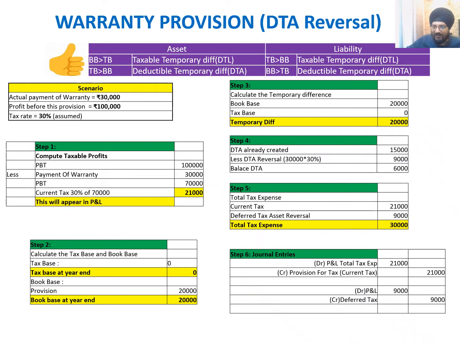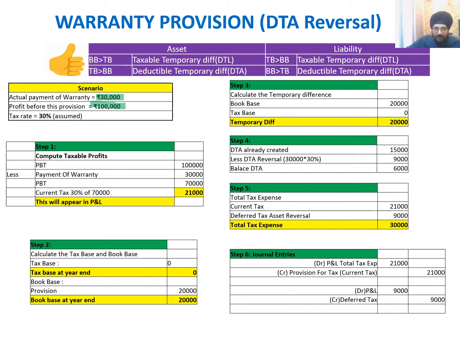Okay, now we'll quickly cover a scenario with respect to the previous example, wherein we created the provision. Now, what we are saying is that out of that provision, we have actually paid an amount of warranty. So, we have made the payment of 30,000 as a claim towards the customer's warranty claim, and then we have a profit before tax and depreciation of 1 lakh.